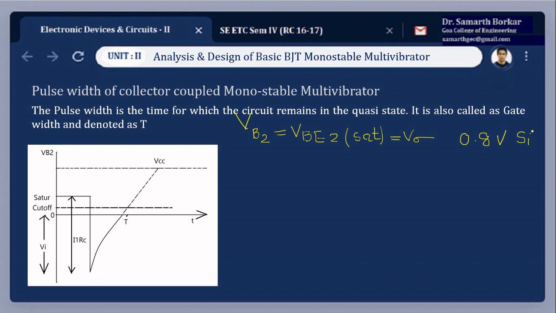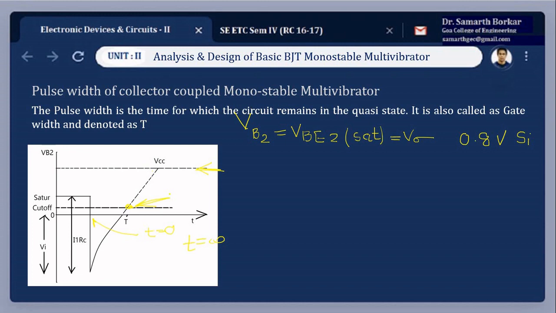When the pulse is applied at t equals 0 plus, the capacitor voltage cannot change instantaneously. So the voltage VB2 decreases by a factor I1 into RC. The capacitor charges exponentially. Hence, VB2 also increases exponentially, whose final value at t equals infinity can go up to a maximum value of VCC. But when VB2 becomes equal to V gamma, at this point, Q2 starts conducting and the circuit comes back to the stable state. This is the time duration T at which the transition occurs.